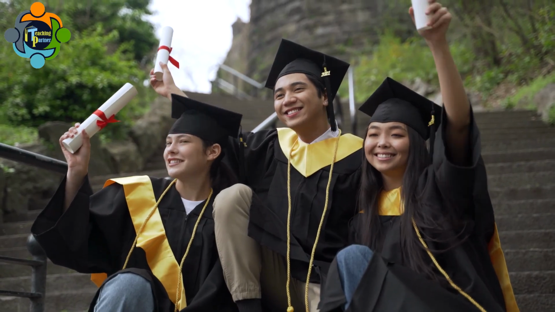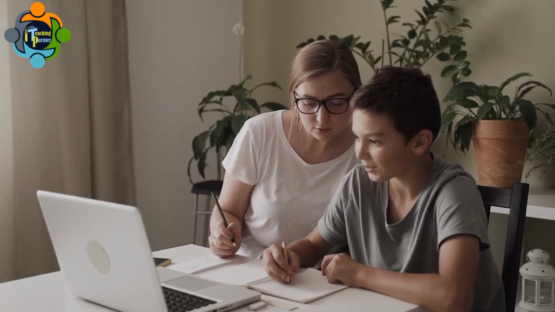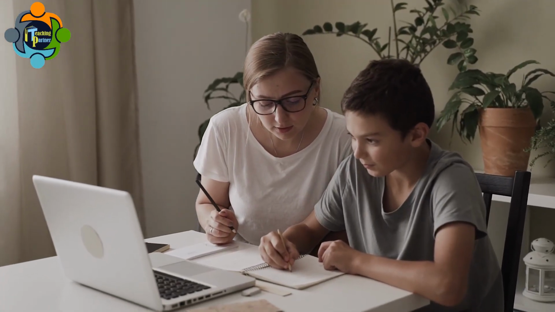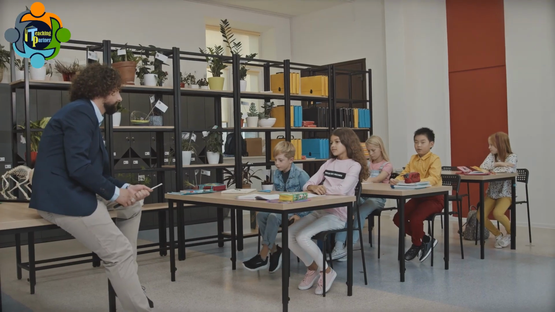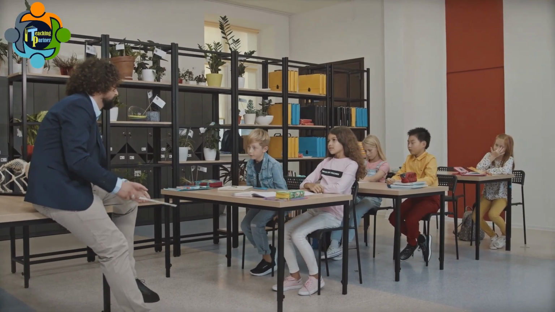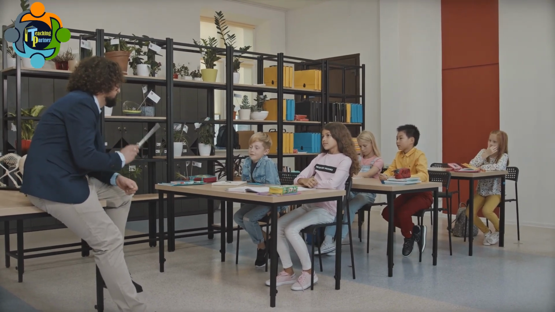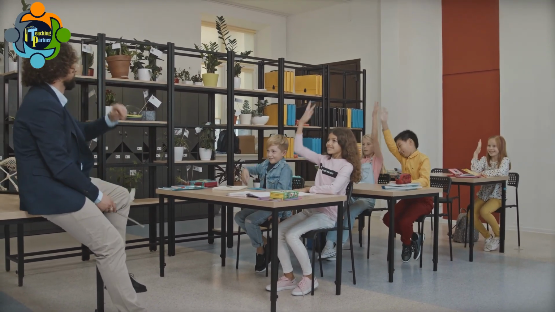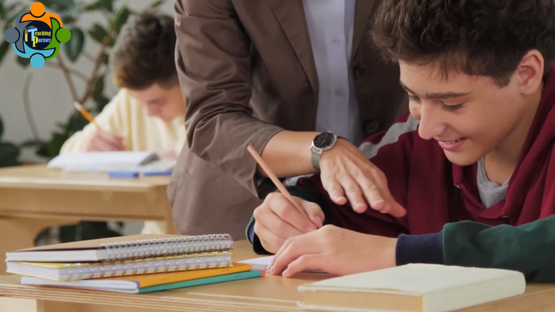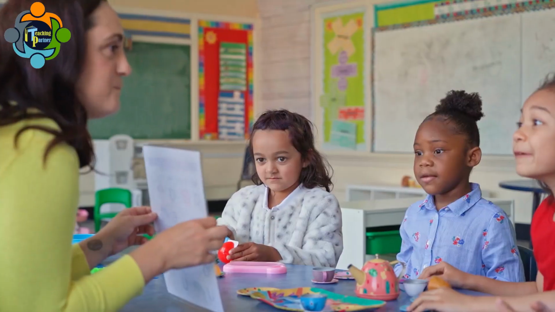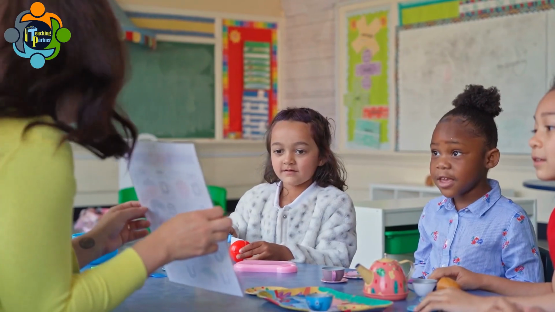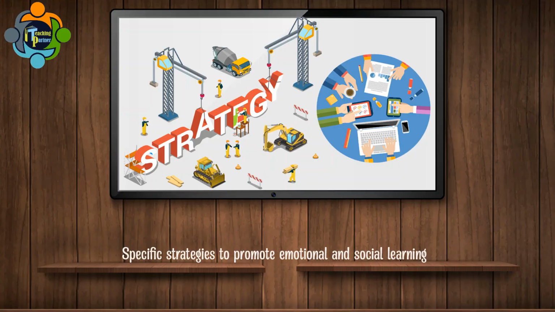So, with all that said, what is the role of teachers in promoting emotional and social learning? Well, teachers play a crucial role in ensuring that their students develop these competencies. They do this by creating a safe and supportive learning environment, modeling positive behaviors, and implementing strategies for promoting emotional and social learning.